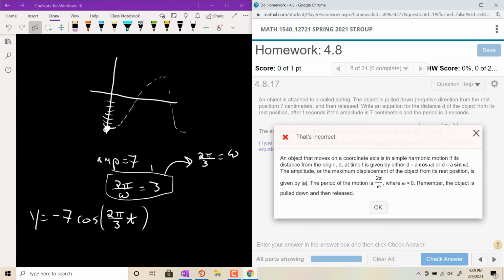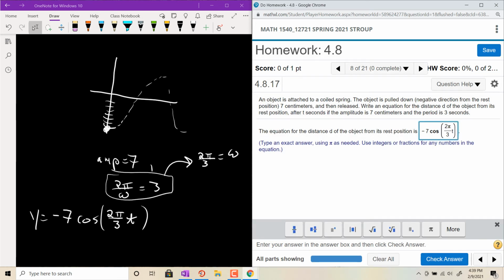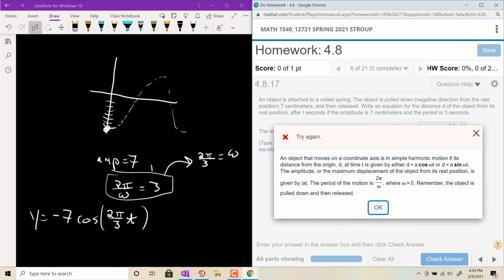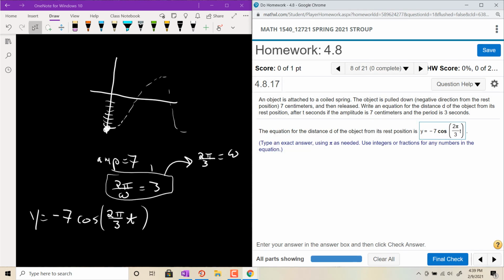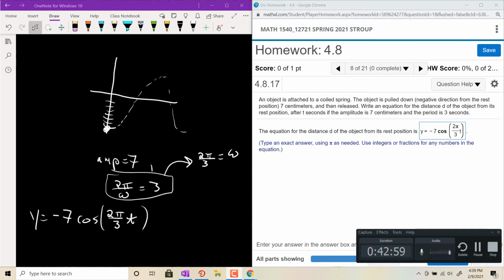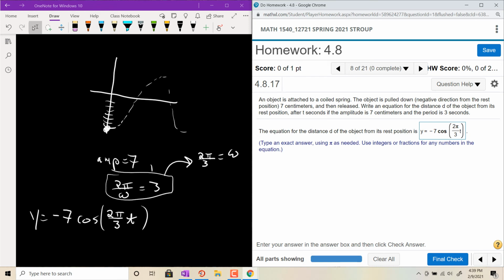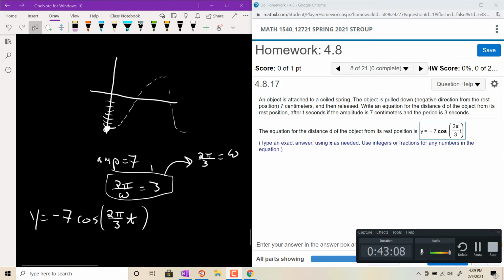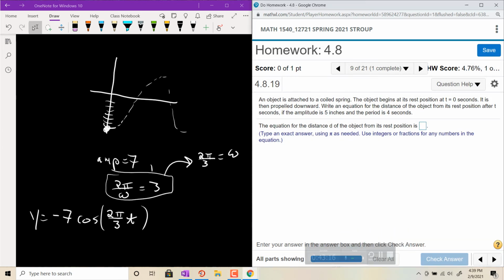Oh, you have to write y equals probably. What did I do? I can only assume they want d. Is that the deal? Yeah, okay, so you need to put d in there instead of y.